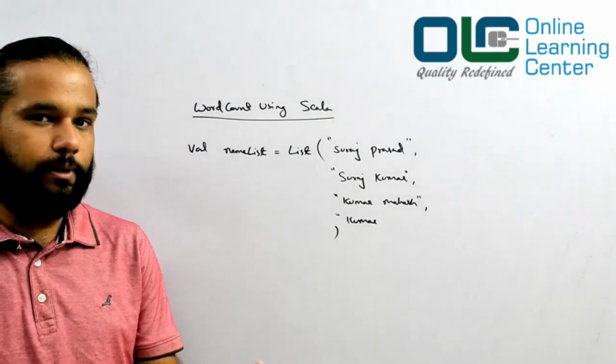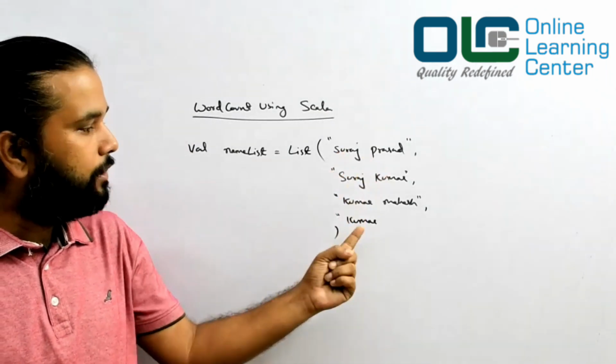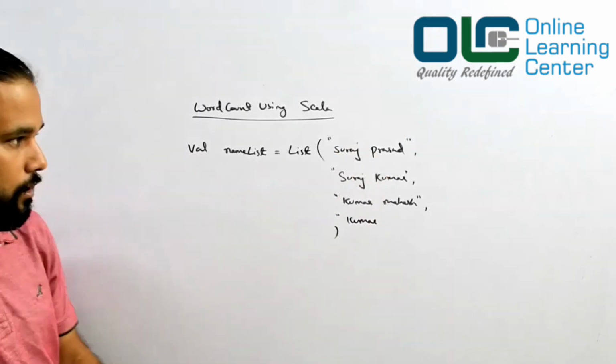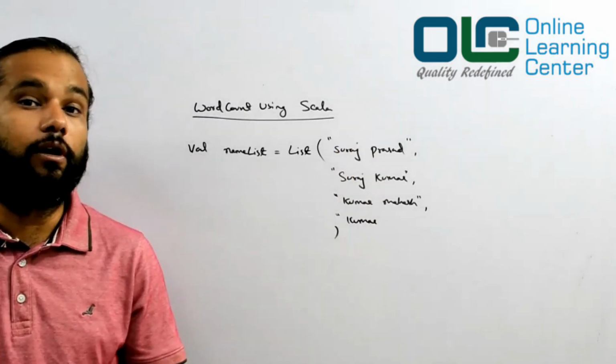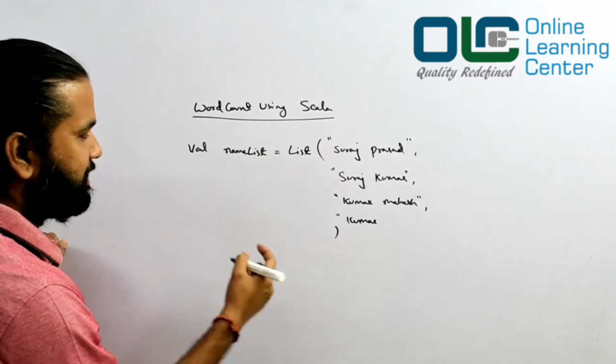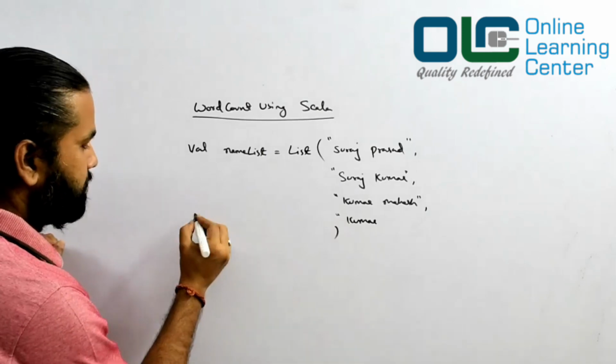So you are given a list which contains names. The length of the name can be anything. It can have one word, two words, three words, four words, it does not matter. What I want you to do is find out a word count of it. For example, the output I'm expecting should be like this: Suraj.